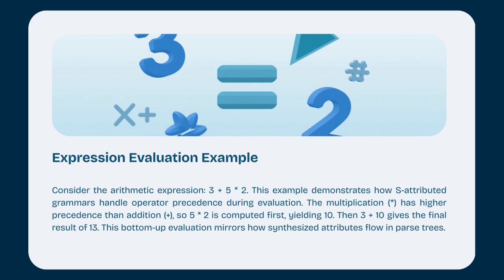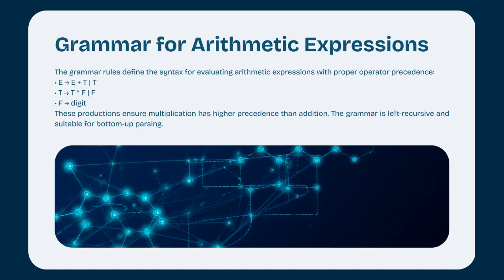Expression evaluation example. Let's take an example expression. 3 plus 5 multiplied by 2. According to operator precedence, multiplication is performed before addition. So first, 5 multiplied by 2 gives 10, and then 3 plus 10 gives the final result of 13.